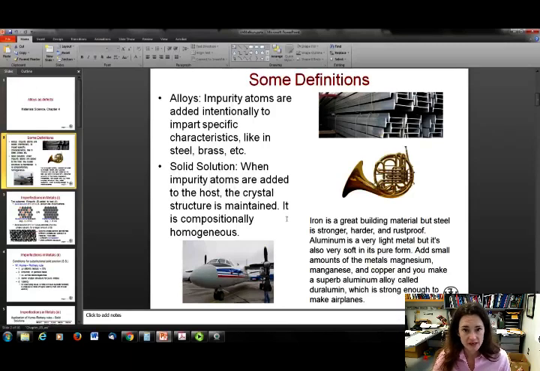So basically, when you do this, you're creating a solid solution, a mix of different things dissolved in other things, okay? You add these impurity atoms, and the host maintains its crystal structure up to a threshold point, and it's compositionally homogeneous.